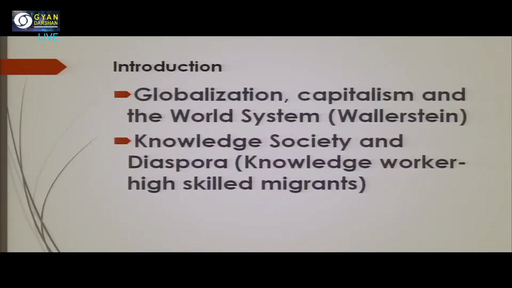We call America a superpower, and they are dominating in a different way. They don't colonize physically like the British, but the colonization is through knowledge, network and capital. So this is also very important to know, because of this knowledge world system, many countries are very powerful and many countries are like the periphery. They are being exploited.